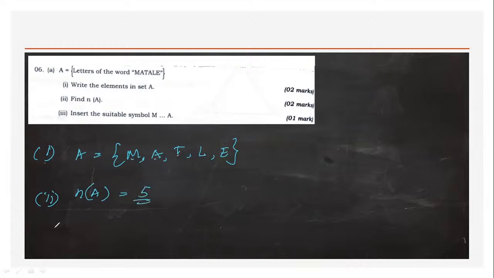Insert the suitable symbol for M, A. Is M a subset of A? Yes, we can write, M is an element of this set. M is an element of A. We can write it like this. M is an element of A. Next question.